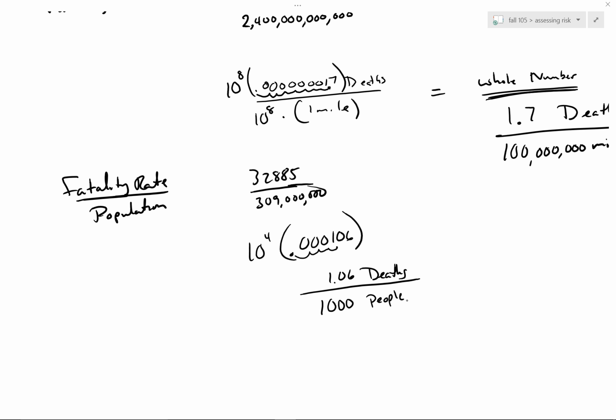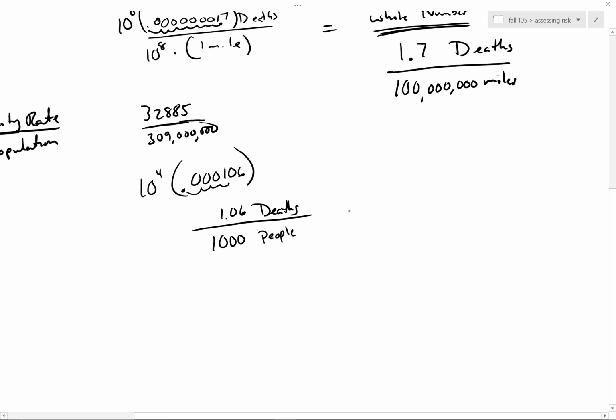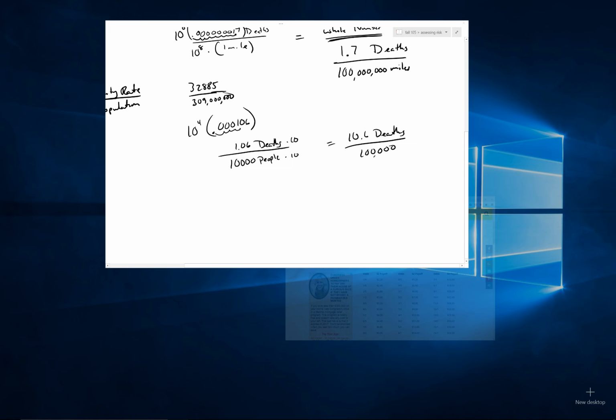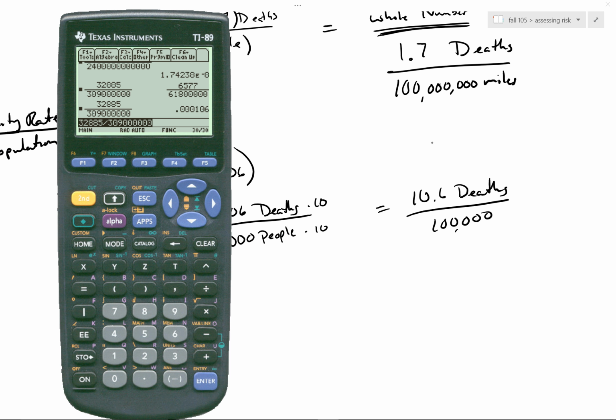Now, your book suggested I do it per 100,000. Well, if I want to do it for 100,000, I need to multiply the bottom by 10. I need to multiply the top by 10 as well. So I'm going to have 10.6 deaths per 100,000 population. Okay? Simple as that. 1, 2, 3. Yep, looks good to me.